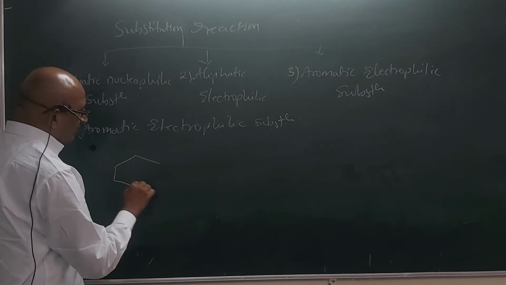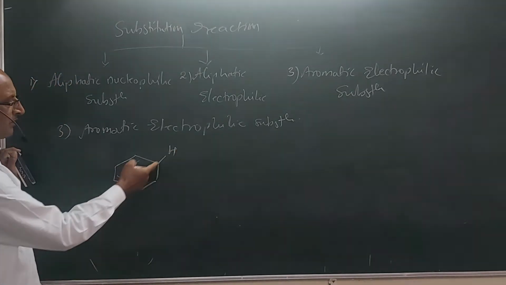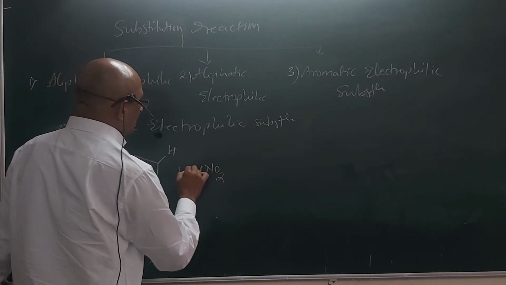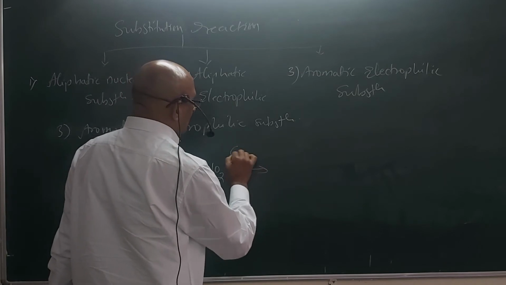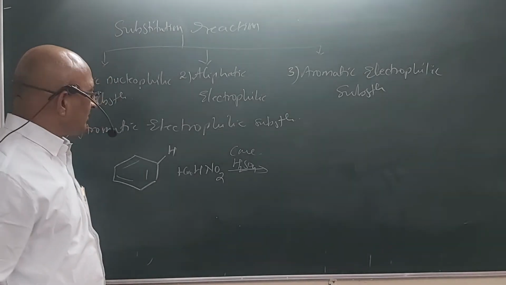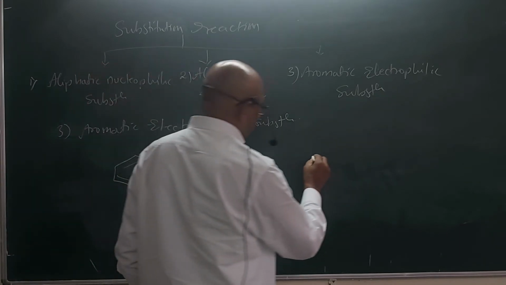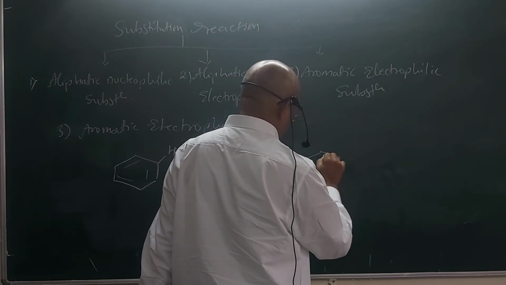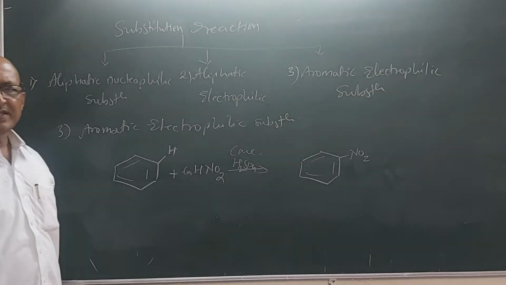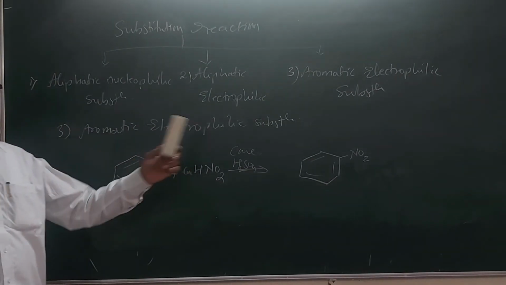And so, in this reaction, the hydrogen atom, which is positively charged because benzene itself is nucleophilic in nature, reacts with concentrated nitric acid and concentrated sulfuric acid, the mixture of these two being termed the nitrating mixture. Here you get the product nitrobenzene, where the H plus ion is replaced by NO2 plus. This type of reaction is termed the aromatic electrophilic substitution reaction.